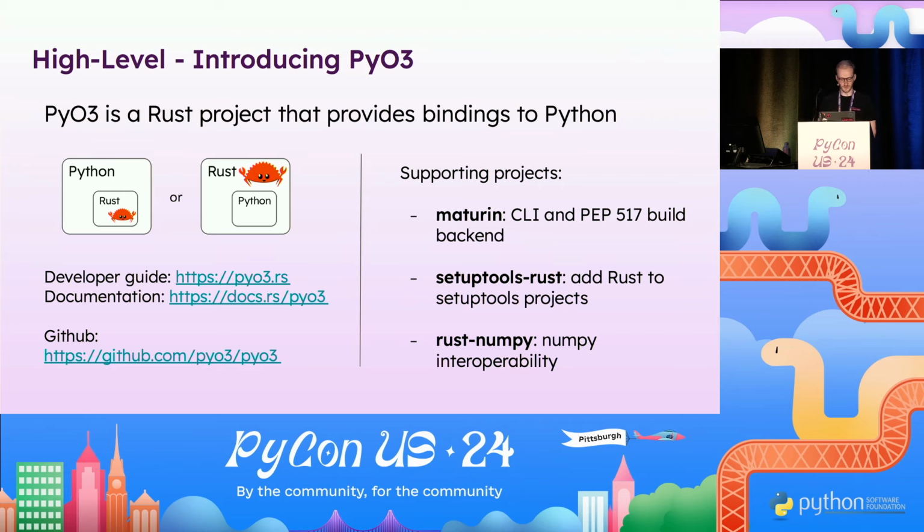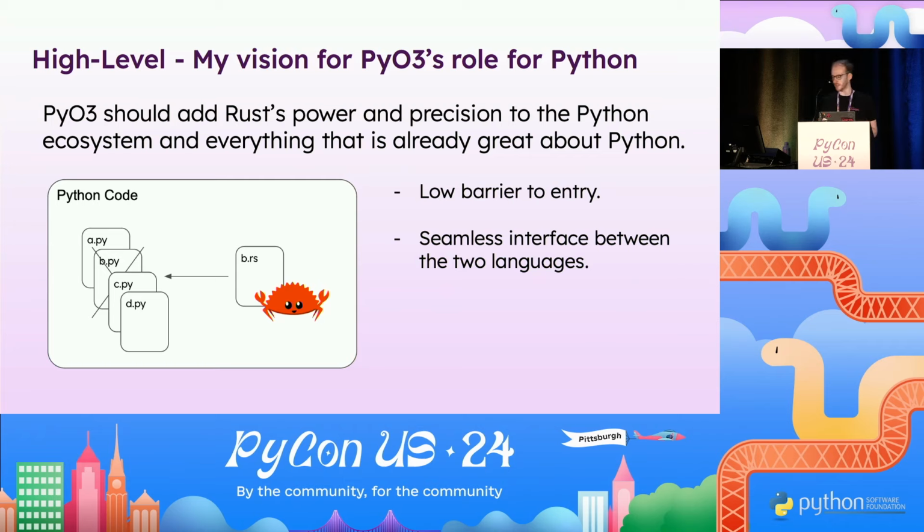And why do I do this? Well, I believe that PyO3 should add Rust's power and precision to the Python ecosystem and everything that is already great about Python. I want there to be a low barrier to entry. Developers using PyO3 should be able to use what they know about Rust and what they know about Python to intuitively reach the result they want. And I want the interface between the two languages to be seamless.